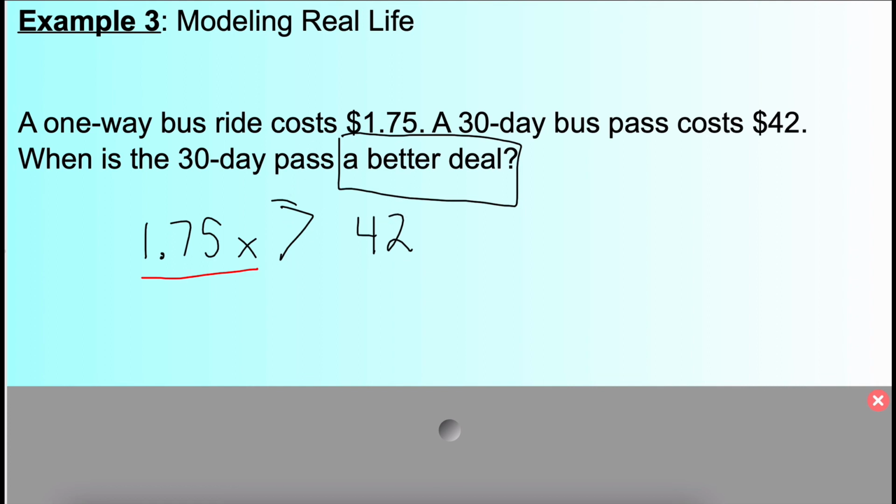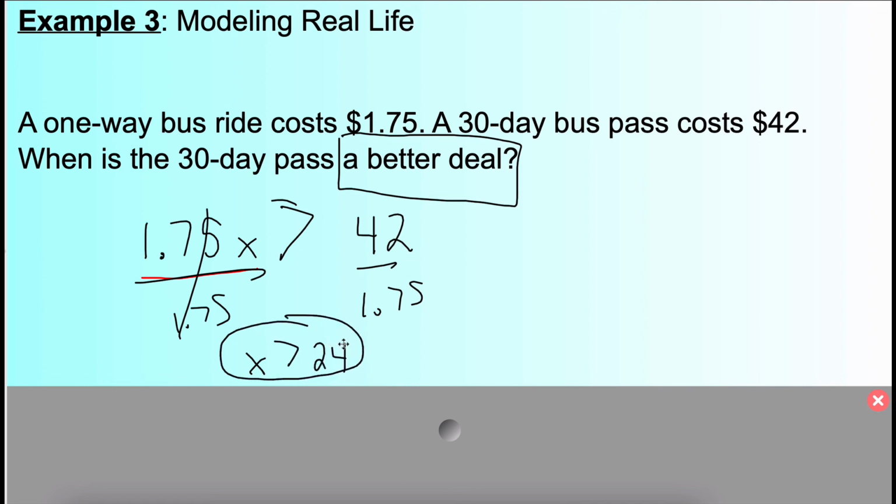So we can solve this by doing a one-step division problem, 42 divided by 1.75. So divide by 1.75, and you're left with, oops, not equals, greater than. So as soon as my number of rides is greater than 24, as soon as I'm buying more than 24 single tickets, like if I'm going to buy 25 rides, stop. Don't buy single tickets anymore. You should be buying the 30-day bus pass. That's when the bus pass is a better deal.